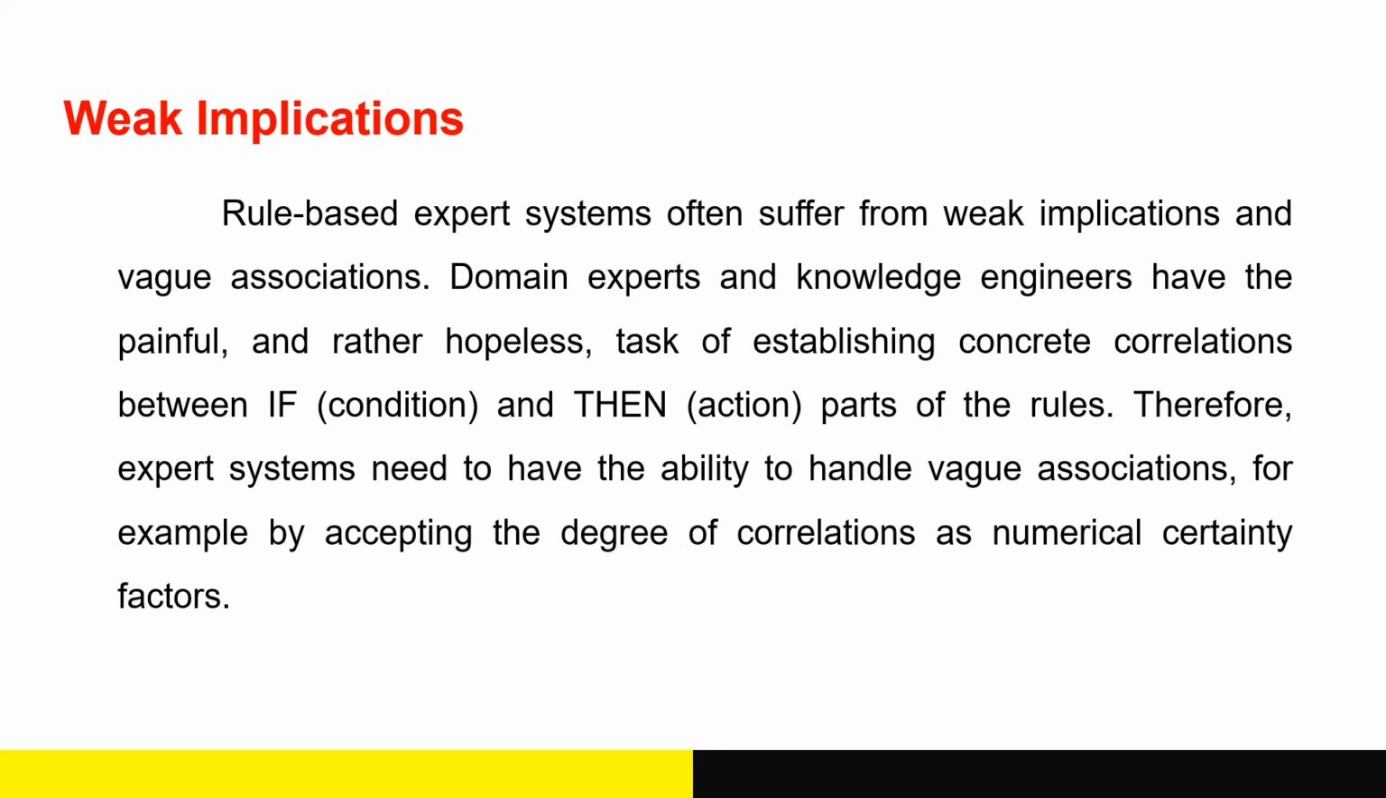The problem with the rule-based expert system is that the if part of the rules is often vague or imprecise. Like the example last time: if a person has a fever, then you have COVID right away. In fact, there are other reasons why the person has a fever. Therefore, expert systems need to have the ability to handle vague associations, for example, by accepting the degree of correlations as numerical certainty factors.